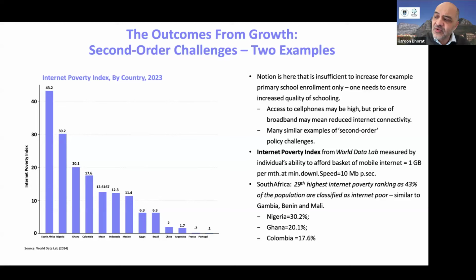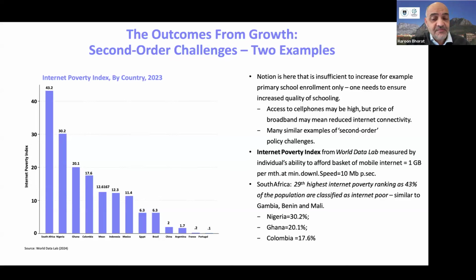But what about a second order question, which is, is everybody able to afford this service that's available? And the answer is, in South Africa, a large proportion, 43%, cannot afford basic internet. And where do we rank? Well, we're the 29th highest internet poverty country in the world.